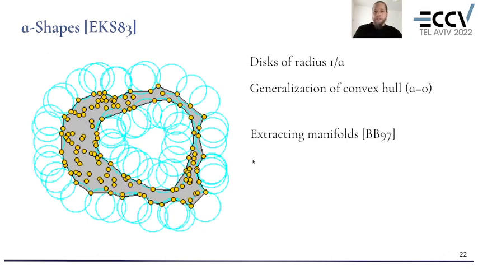Bernardini and Bajaj proposed a reconstruction algorithm based on that to extract manifolds in '97, and later Bernardini et al. proposed the famous ball pivoting algorithm for surface reconstruction and curve reconstruction.